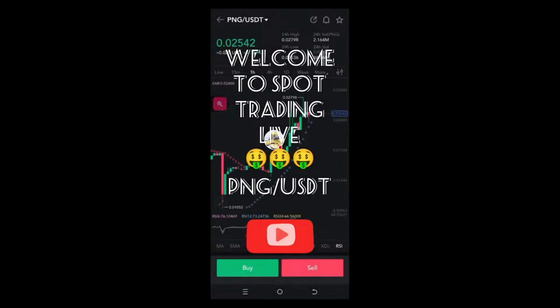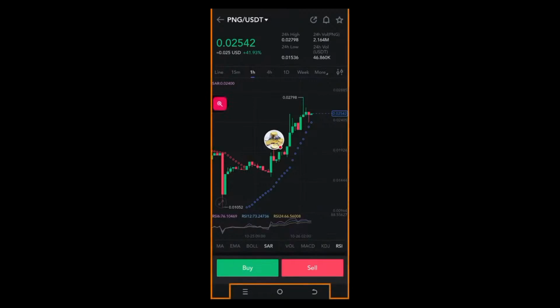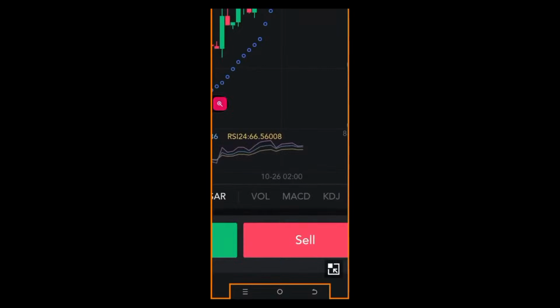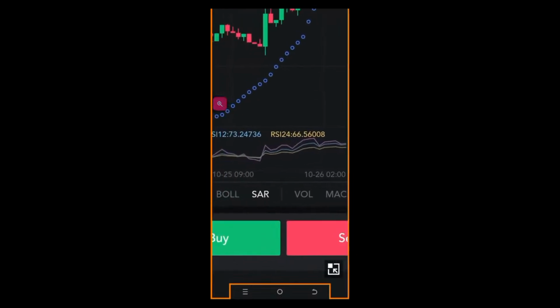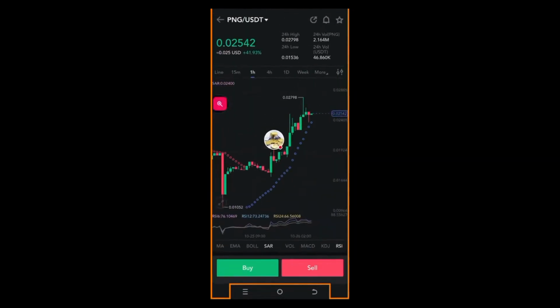Bye. PNG. Okay, maybe I'll look at this PNG. It looks like it's still in pump mode. And let's check RSI. RSI looks like it's still going up. Okay, let's check it out. Let's try this one out. I hope we won't waste too much time here.